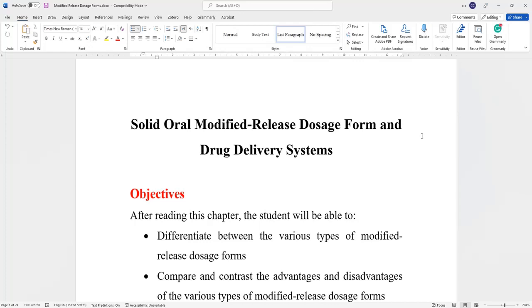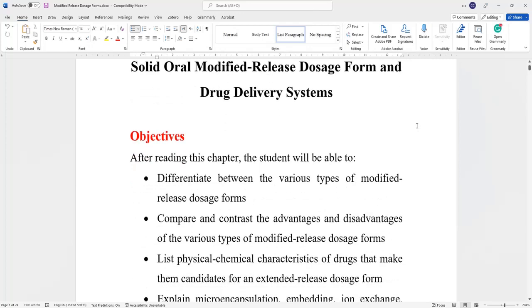Pharmaceutics course. Today we're going to start a new topic: the solid oral modified release dosage form and drug delivery systems. You will see from the title that we are focusing on solid dosage form. It's for oral delivery; the route of administration is oral. And we are talking about dosage form and drug delivery systems, and I already explained to you before the difference between a delivery system and a dosage form.